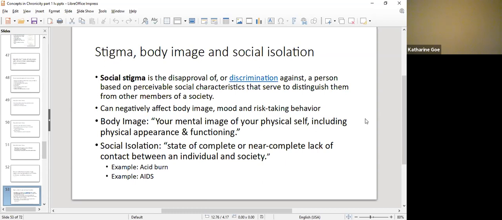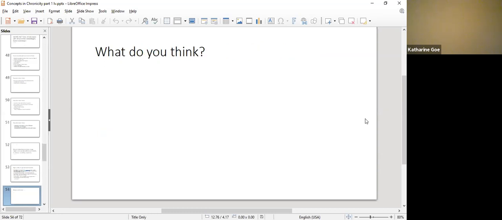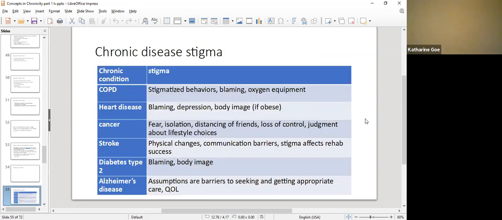So here are some examples of that. For example, if somebody is disfigured by an acid burn, they will feel stigmatized because of their scarring, especially around the face, and will withdraw from society. AIDS is another good example of this. So think about that. What have you seen? How do you see stigma playing out with chronic illness?